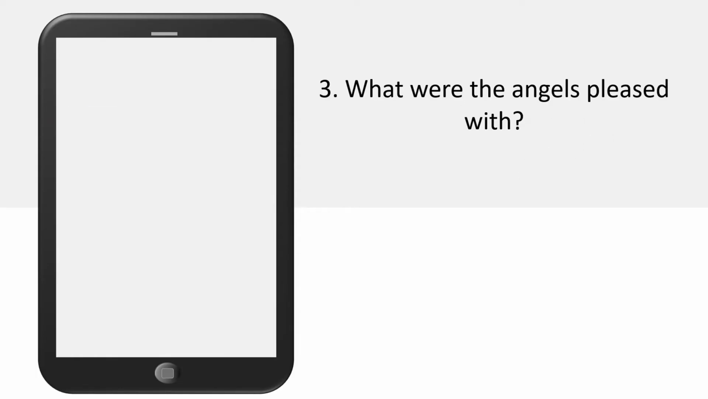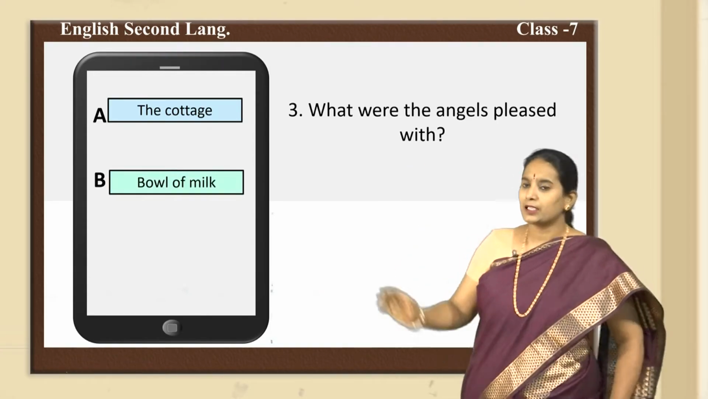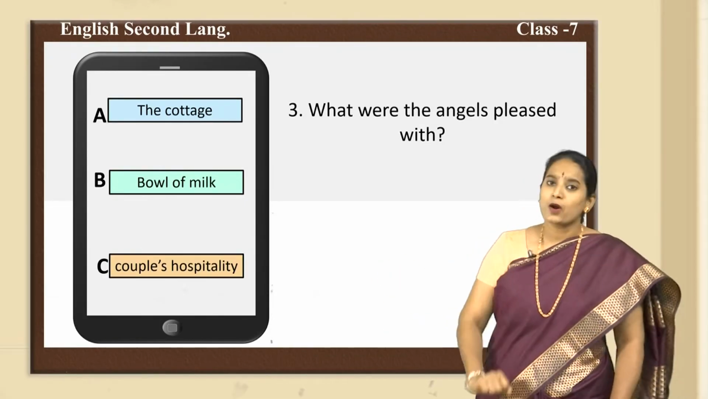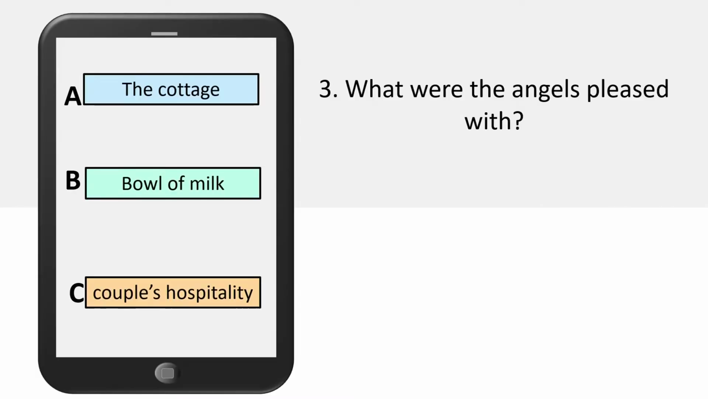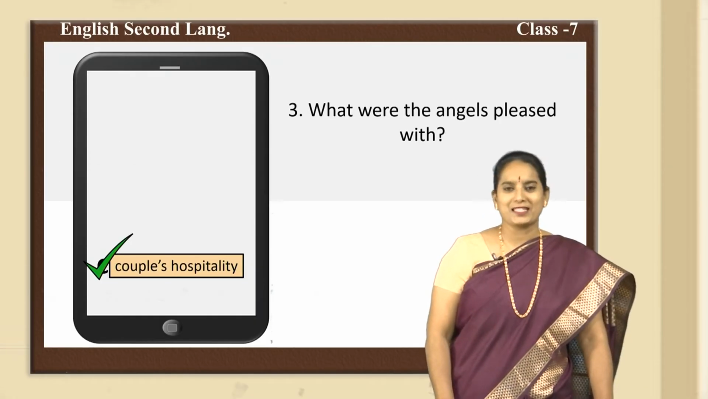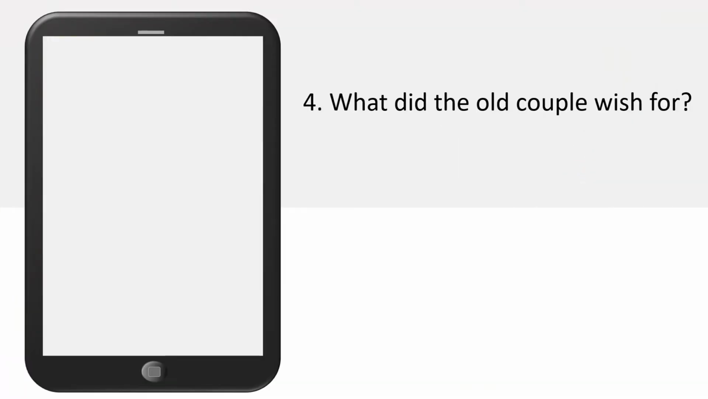Let's look at the options. A. The cottage. B. Bowl of milk. C. Couple's hospitality. What's the right answer? It is couple's hospitality. Let's look at the next question. What did the old couple wish for? Let's look at the options.